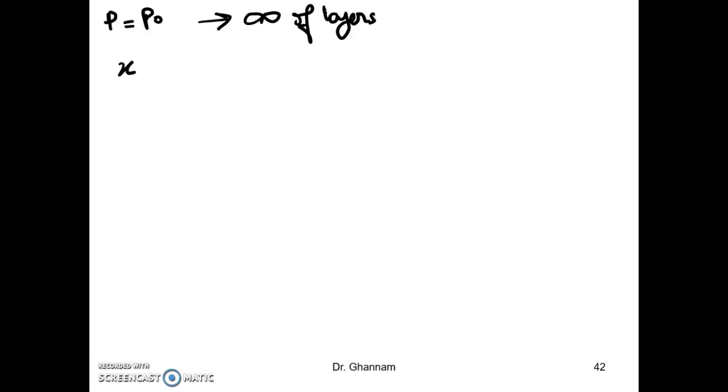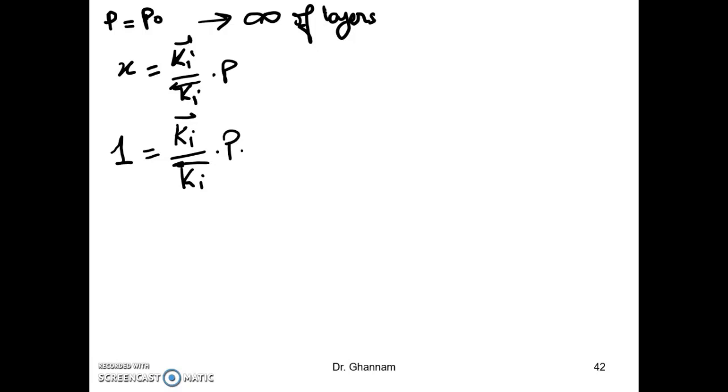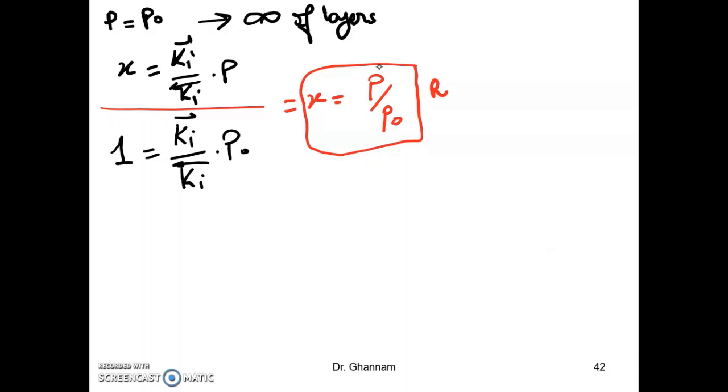So as you remember, x is K adsorption over K desorption times P. When we have saturation, to be able to have saturation, x should be equal to 1. So 1 equals K adsorption over K desorption times P0, and at this point we have P equal P0. So if we take the ratio of these two, x and 1, we will have x equal P over P0, which is known as relative pressure.